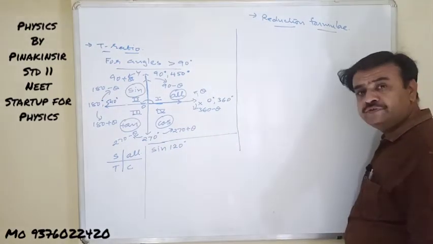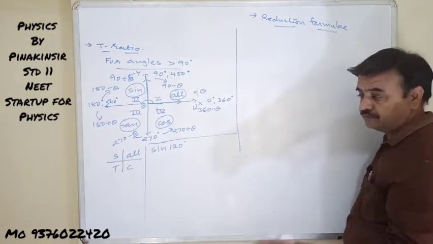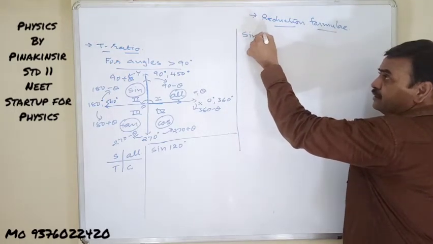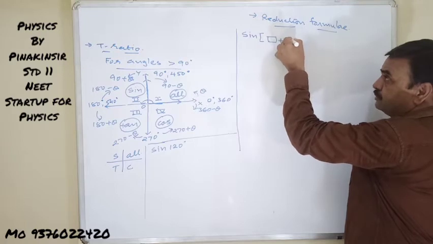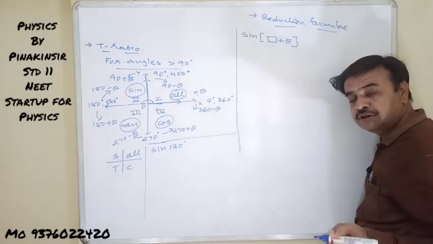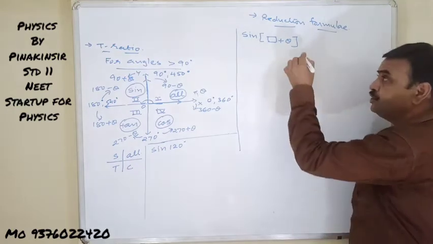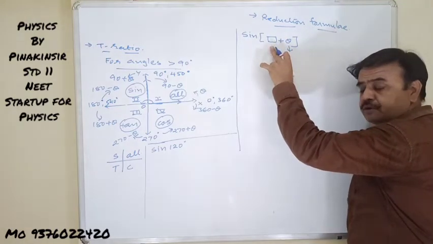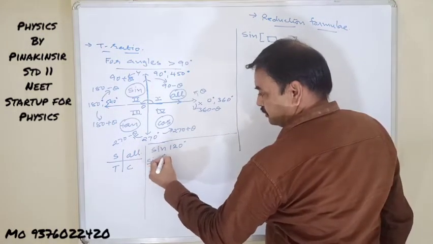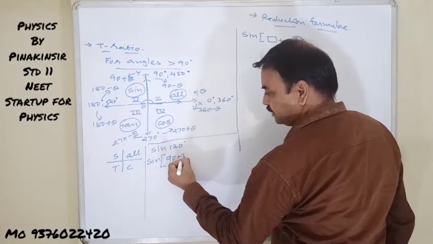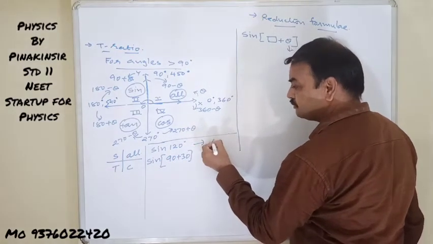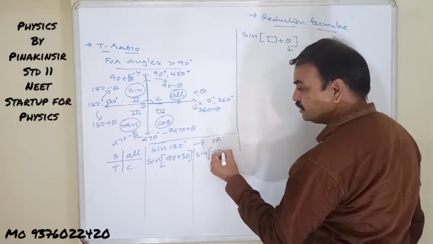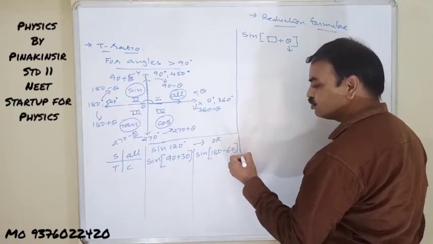See here, 120 degree will be in the second quadrant. You have to just bifurcate that angle into two parts. One part must be a multiple of 90 and another must be acute. That theta must be an acute angle and the box must be a multiple of 90, like this: 90 plus 30. Or you can convert it to sine of 180 minus 60. That is your choice.